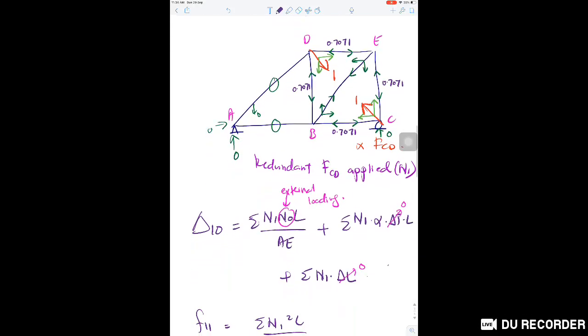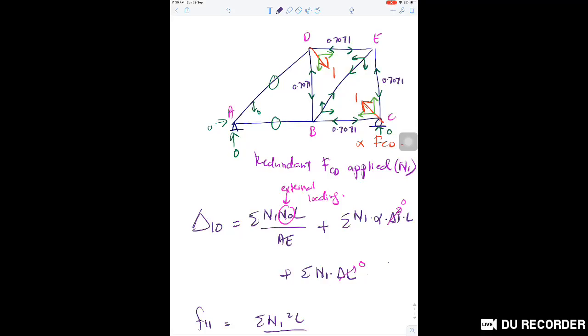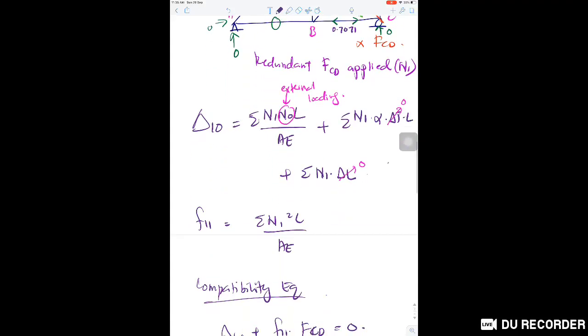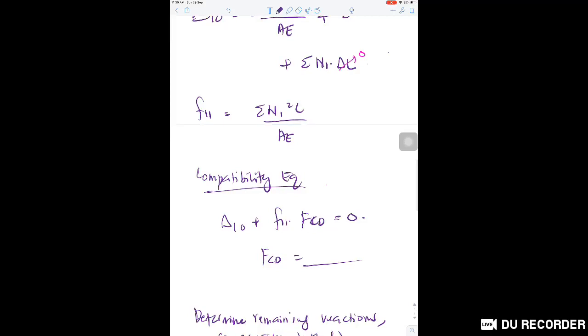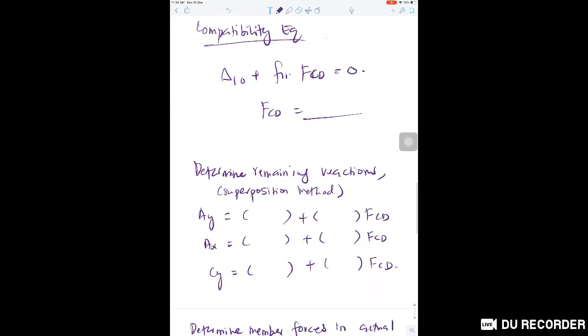So after that, as usual, we summarize all values into the table. We determine the summation of N1 N naught L and N1 square L, so we get delta 1 naught and F11. We substitute into the compatibility equation, and by solving the compatibility equation we will determine FCD. After we have determined the redundant, it is not the end of analysis. Anyway, read the question carefully. Normally the question will ask us to finish the analysis. However, if the question doesn't ask you to do that, then don't do it.